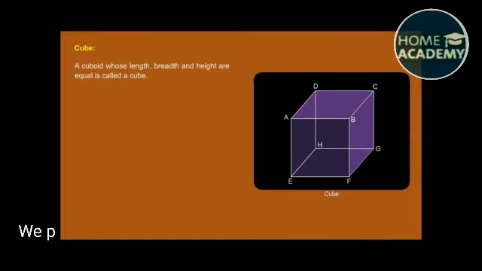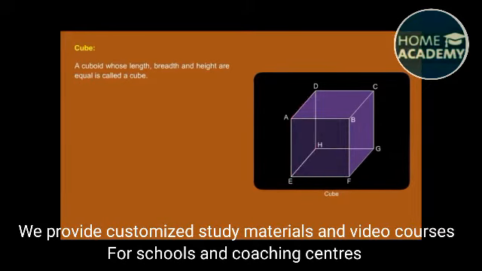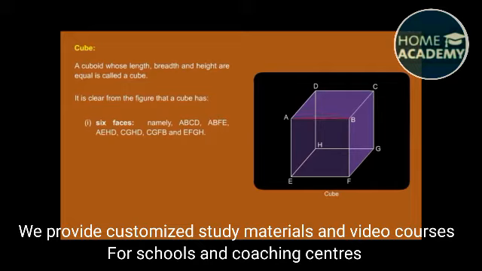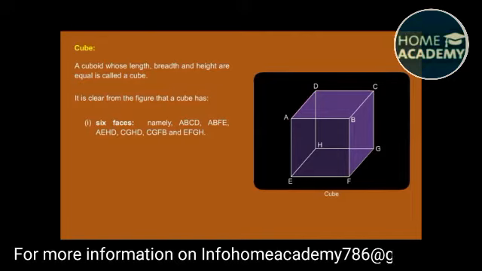A cuboid whose length, breadth and height are equal is called a cube. It is clear from the figure that a cube has six faces, namely ABCD, ABFE, AEHD, CGHD, CGFB, and EFGH.